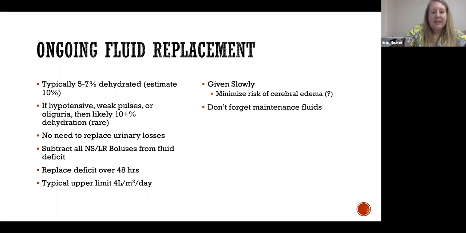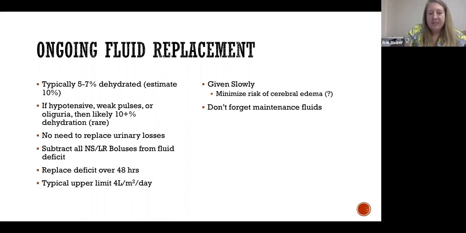After we start that initial fluid bolus, then you'll start your ongoing fluid replacement. Our patients are typically presenting about 5 to 7% dehydrated. We often estimate 10%. This doesn't tend to have any effect on them clinically. But remember that if they're hypotensive, with weak pulses or oliguria, then they're likely more dehydrated, which tends to be rare, but more than 10% and might need more fluids.